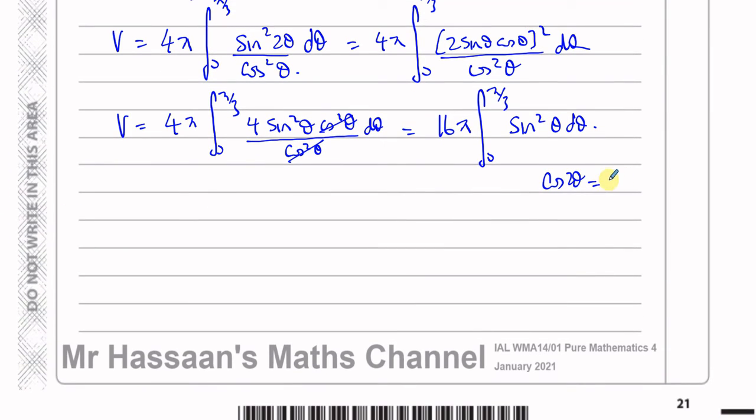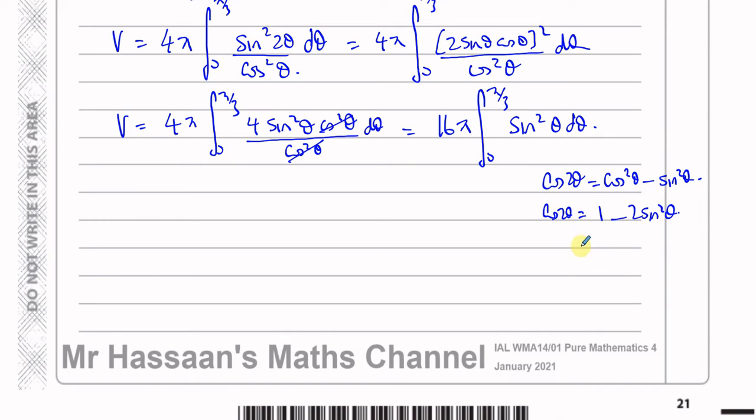But you should know by now that cosine 2 theta is cosine squared theta minus sine squared theta. At least that much you should know. If I want to express sine squared theta, I'm going to change cosine squared theta into 1 minus sine squared theta. So this gives me cosine 2 theta equals 1 minus 2 sine squared theta.